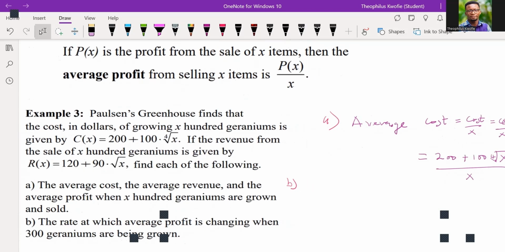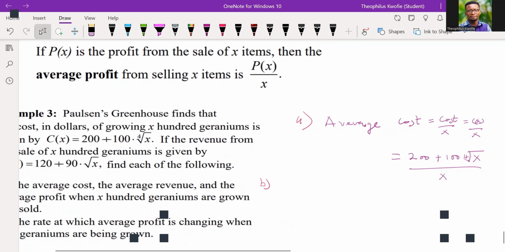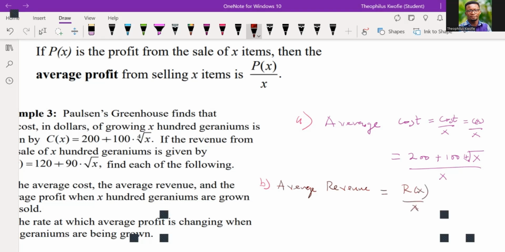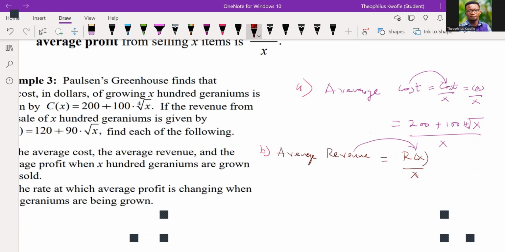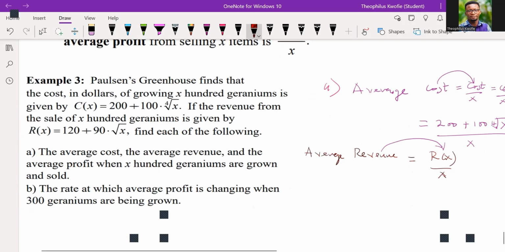Now, how do we find the average revenue? So if average cost is equal to cost over x, what then becomes our average revenue? So our average revenue is just going to be revenue over x. Okay, so let me use this pencil. So average revenue is always going to be, sorry, the revenue over the number of items that are being produced. And the average cost is just going to be the cost over the number of items that are being produced. So I want us to take notes. We are still on the A part, yes. So what about if I ask to find the average profit?